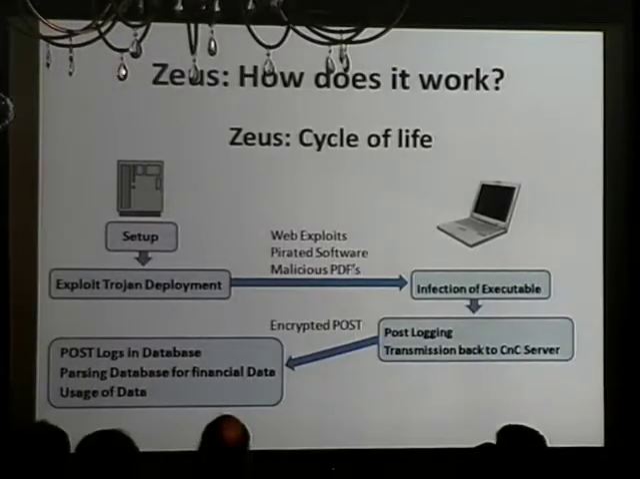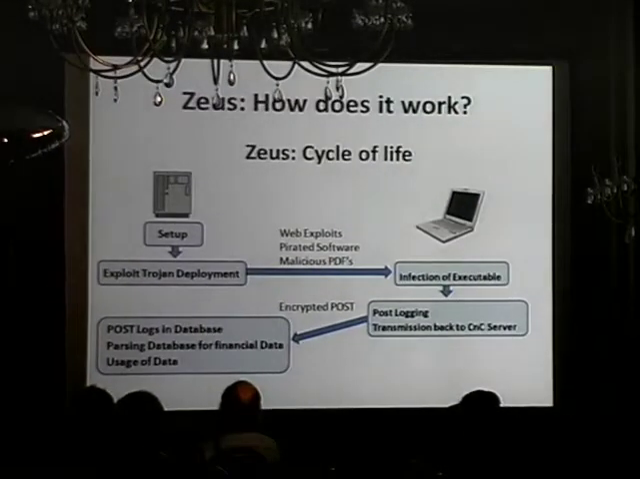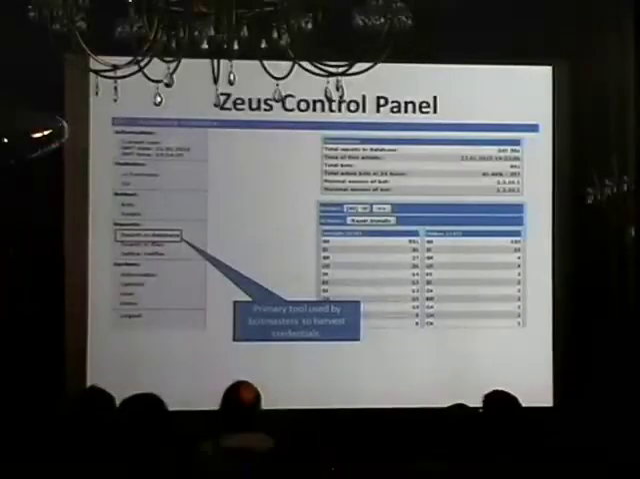Okay, basically the life cycle of Zeus first begins with a builder. It's an executable file. You have to run it on a Windows machine, which is kind of ironic. It unzips into an actual payload generator and the PHP files that you need for your web server. From there, the generated payload usually gets sent to the machine through various web exploits and pirated software, as we talked about earlier. It infects the machine, post logs, and sends the post transmission back to the server, which then gets put in the database, and financial data is then harvested out of this large collection of posts. Here's an example of a Zeus control panel.